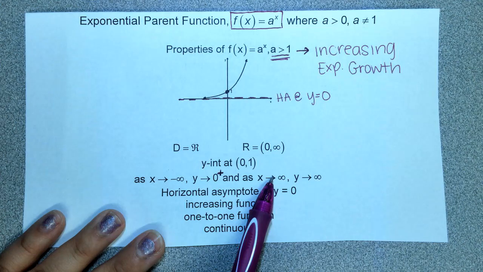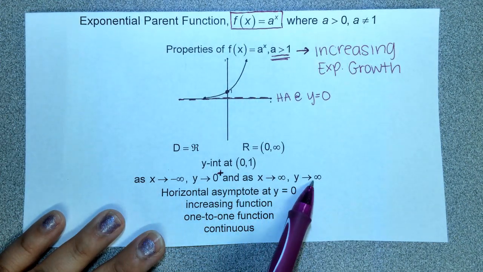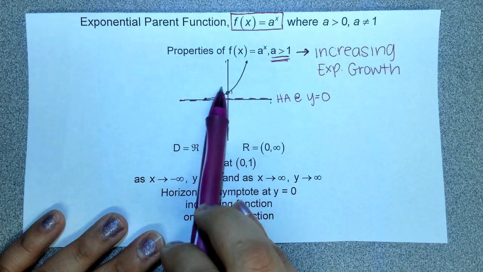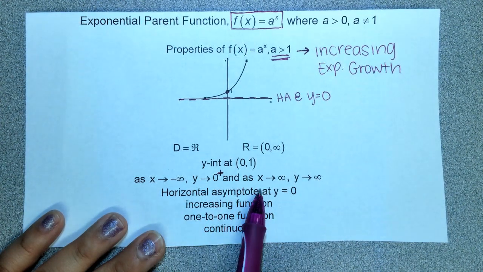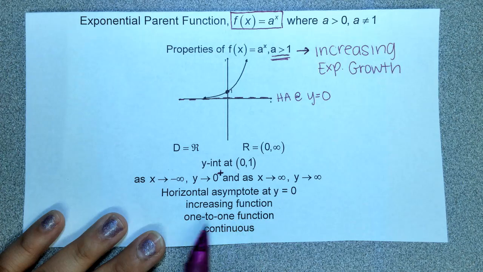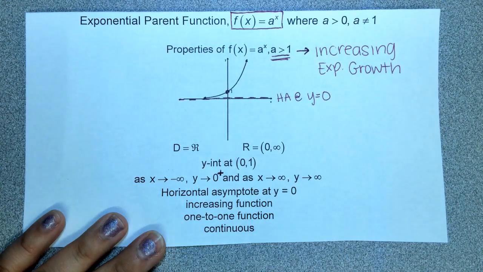And as x approaches infinity, meaning as it's going to the right, what's happening to y? It's going up to infinity. Horizontal asymptote at y equals 0. It's increasing. It's 1 to 1. That means it passes both the vertical and the horizontal line test.